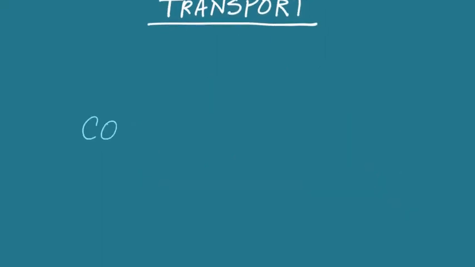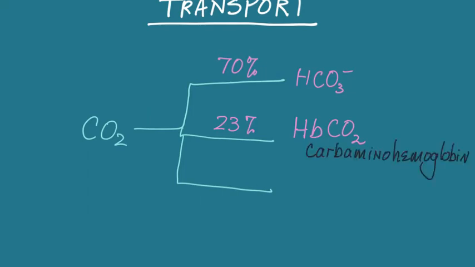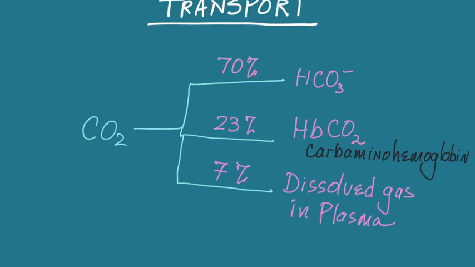Carbon dioxide travels in three forms. The majority of carbon dioxide, 70% of it, travels in the form of bicarbonate ions. 23% of carbon dioxide travels by binding to hemoglobin. We call it carbaminohemoglobin. The remaining 7% of carbon dioxide travels as a dissolved gas in plasma.